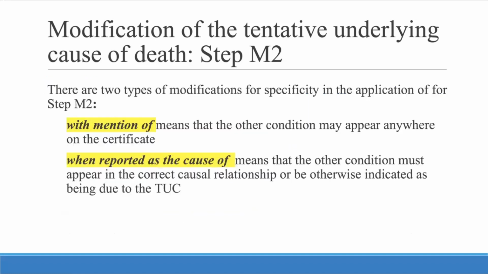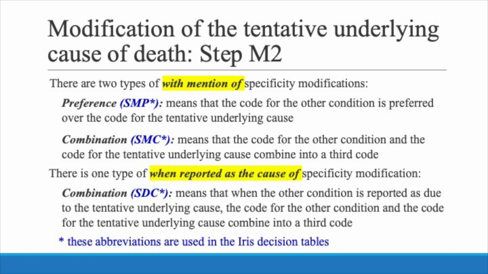E14.9. Like the modifications precipitated by an application of step M1, there are two types of modification in the application of step M2. They're the with mention of modifications, meaning that the other condition may appear anywhere on the certificate. And there are the when reported as a cause of, meaning that the other condition must appear in the correct causal relationship or be otherwise indicated as being due to the tentative underlying cause. There are two types of with mention of specificity modifications. Preference, meaning that the code for the other condition is preferred over the code for the tentative underlying cause.